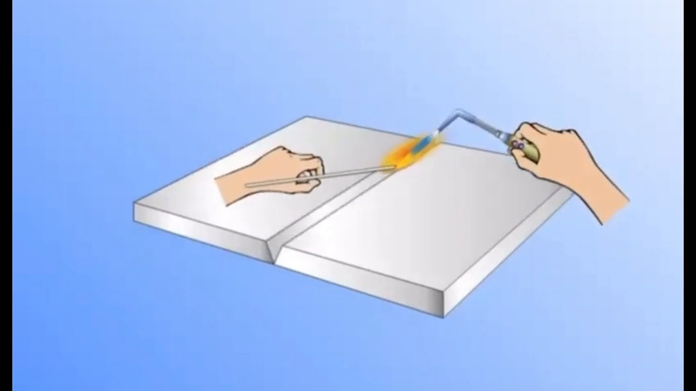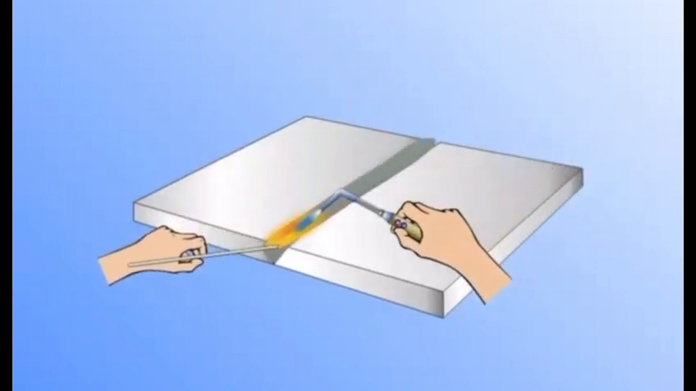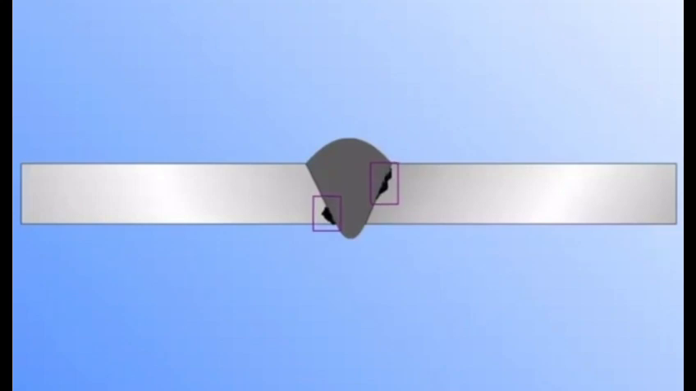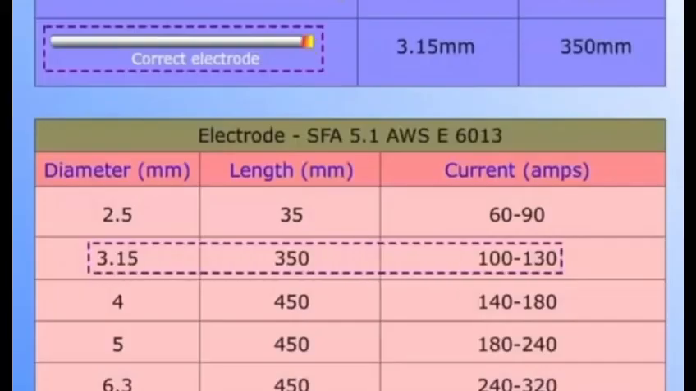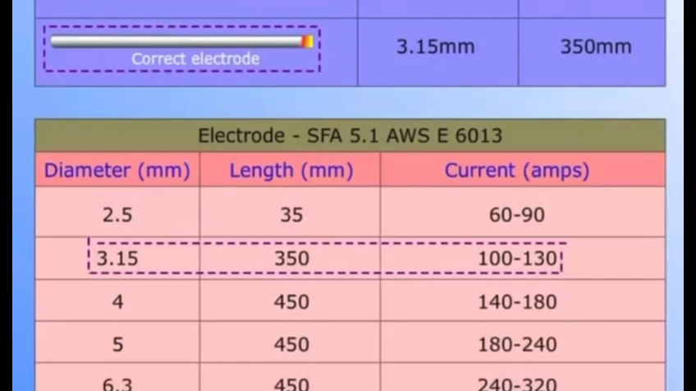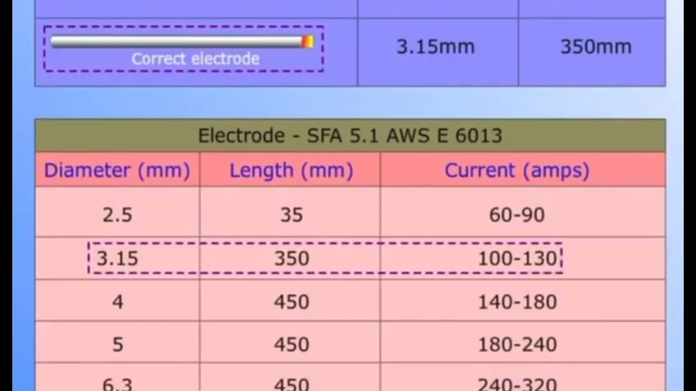Lack of fusion between weld metal and base metal is also one of the major defects in gas welding. When we supply sufficient heat and use an appropriate electrode size, we can avoid lack of fusion.